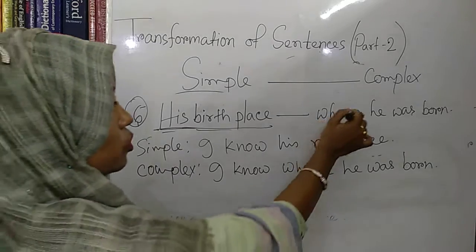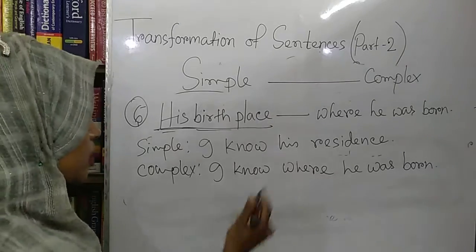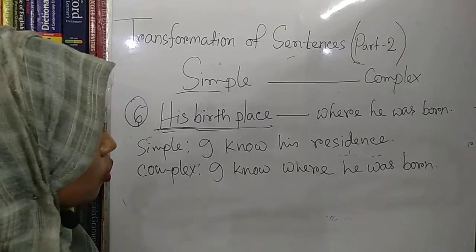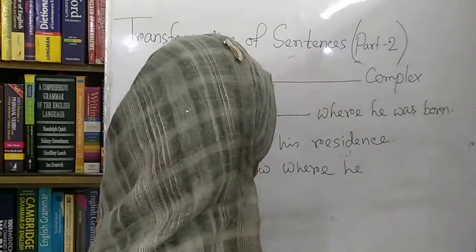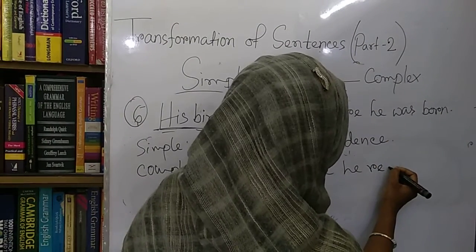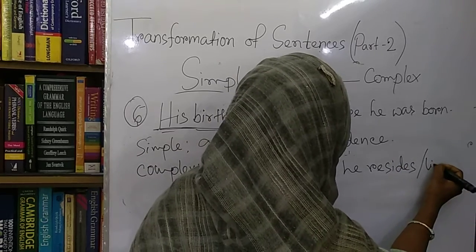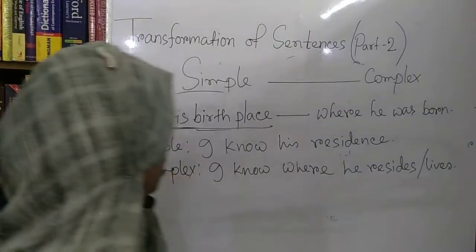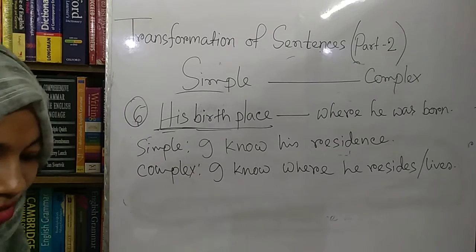That's why here we also follow this structure. I know where he resides or lives. I know where he resides or lives. Number 7.